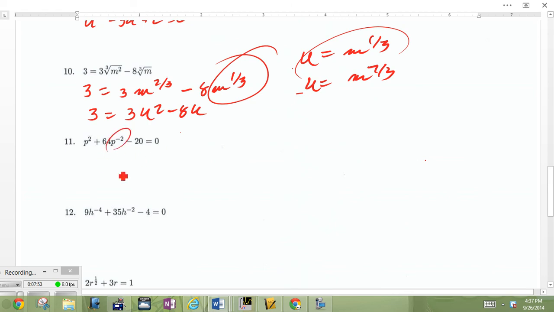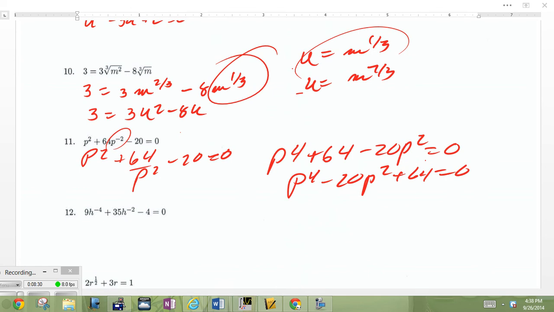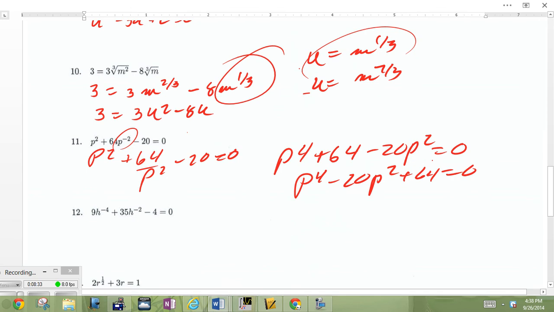Negative exponents mean denominator expression. P squared plus 64 over P squared minus 20 equals nothing. Fractional equation. Multiply everybody by P squared, giving you P to the 4th plus 64 minus 20p squared equals 0. Switch it up. Keep the order of the terms consistent. P to the 4th minus 20p squared plus 64 equals 0. Factors. It's quadratic now. It's what you want it.